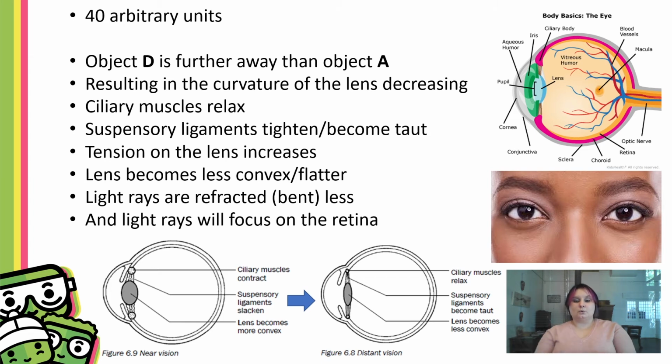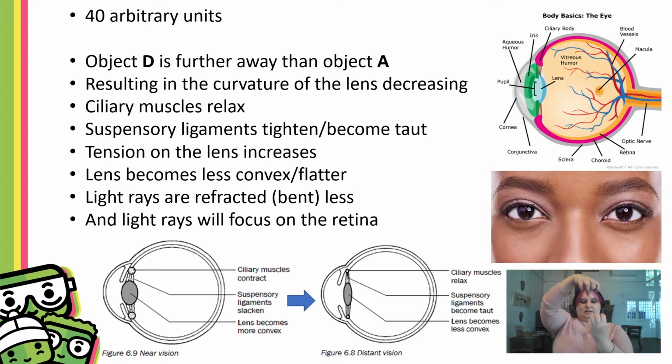Now, you can also take this answer and change it around if we're talking about moving from looking at something far away to looking at something close up. So then we'll move instead from the picture on the right to the picture on the left. And so what we're going to see happen then, if we're looking at something close, is our ciliary muscles are going to contract.